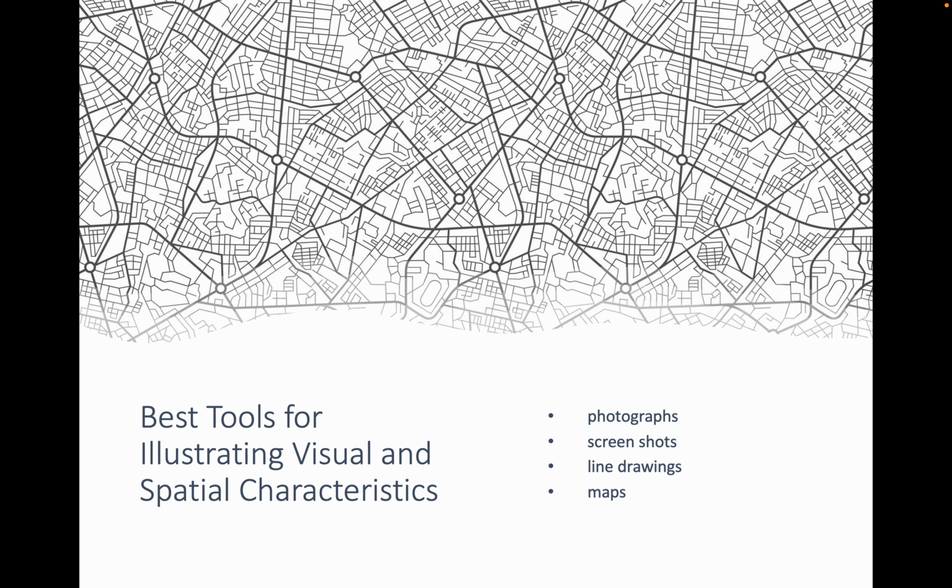If we're looking at illustrating visual and spatial characteristics, sometimes a photograph helps, or even a screenshot. And then we're also going to see line drawings and maps used to create visual and spatial characteristics.